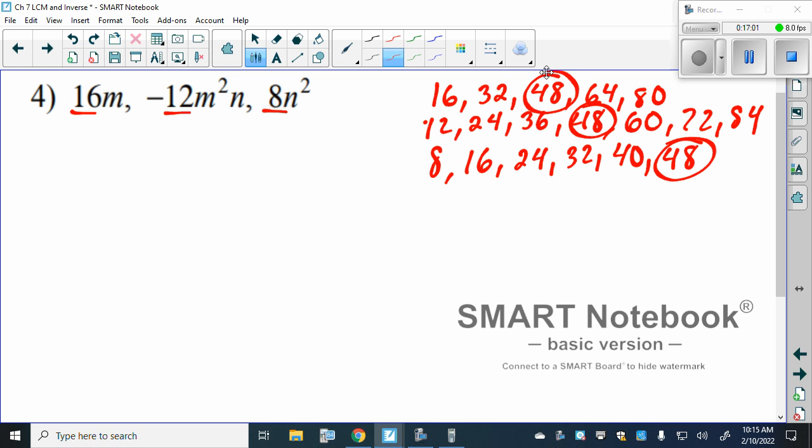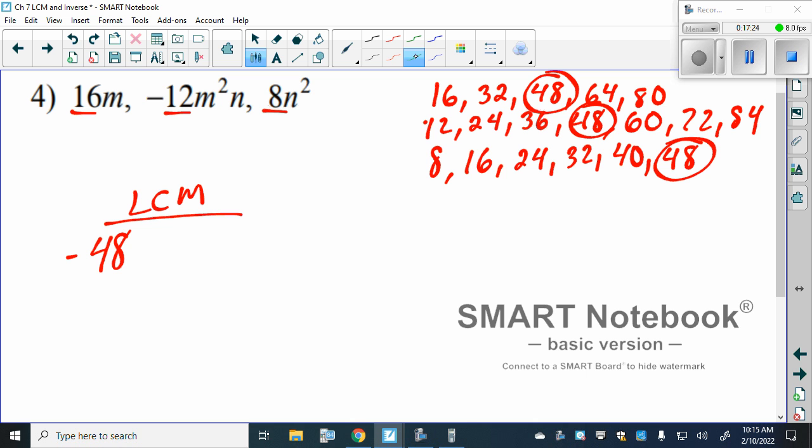So 48 is the first number that all three of these will be the same. And we would need it to be negative, because we do have negative 12. We would need it to be negative because we're trying to see what's the first thing that will make all these be the exact same.